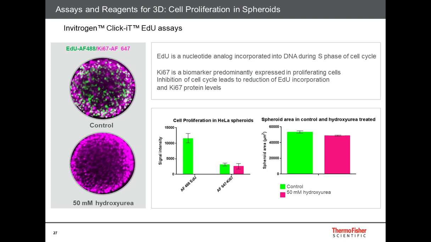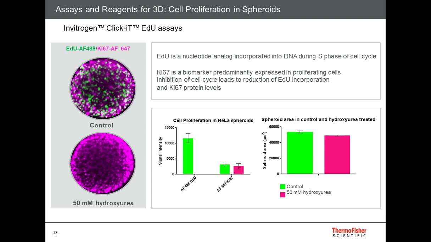And so when we actually quantify this on a single cell basis, we see in our two bar graphs that the Alexa Fluor 488 EdU signal is eliminated by treatment with the hydroxyurea. We see an absence of signal there. With the Ki67, we see a slight reduction. And also in the bar graph on the right, we can plot the actual area of that spheroid and show that treatment with hydroxyurea leads to a slight decrease in the cross-sectional area of that spheroid. So this is a way to multiplex two different markers of proliferation, as well as to look at just the size of our spheroid.